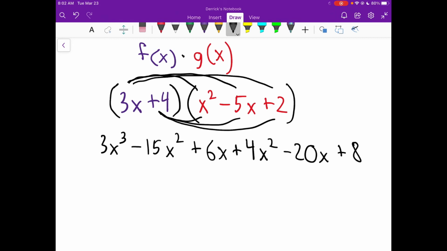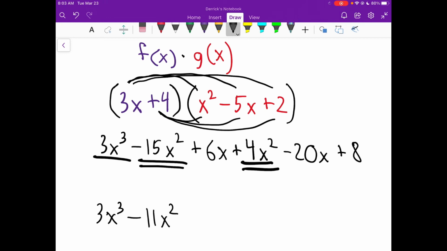Now that we've done all our distributing, all our multiplication, we just need to combine our like terms. I only see a single x to the third term, so I'm just going to rewrite that. I see a negative 15x squared and a positive 4x squared. So negative 15 plus 4 would be negative 11x squared.